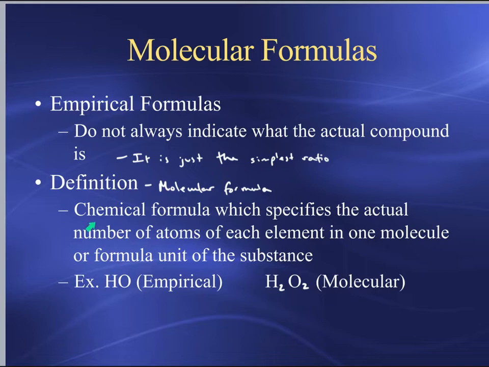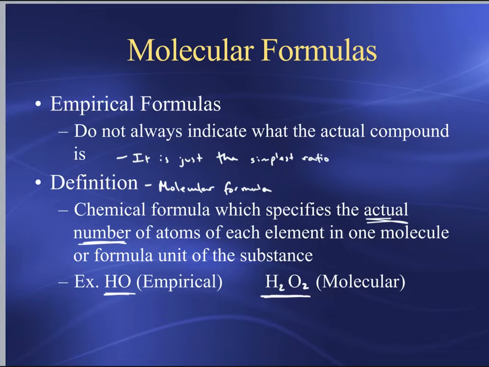A molecular formula, though, is going to be a chemical formula which specifies the actual number, not the smallest ratio, of atoms of each element in one molecule or formula unit of the substance. So, for instance, we could have solved one in the previous section, and it could have come out HO, which would have been the empirical formula, 1 hydrogen to 1 oxygen. But now we'll see there's a way to figure out the molecular formula, so what the formula actually is. So it could be like H2O2 or H3O3 or H4O4. And we're going to see how to do that.